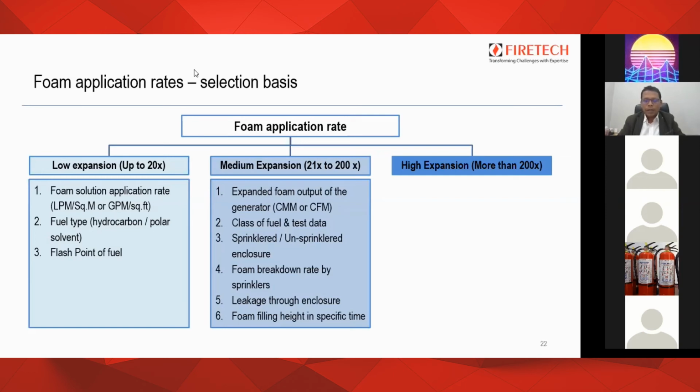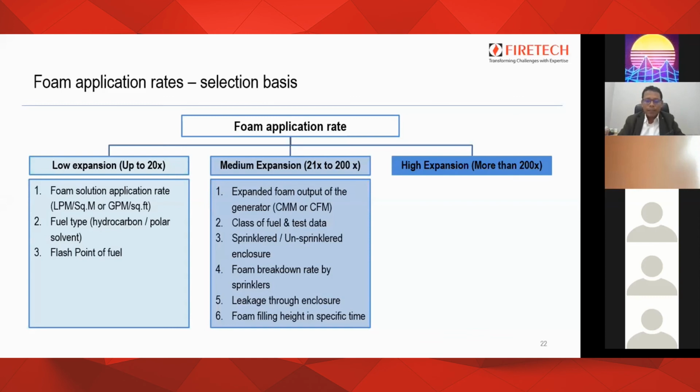Third, whether the enclosure where you're going to put the system is provided with sprinklers or not, because the operation time of the foam system depends on that. The fourth most important point is the foam breakdown rate by sprinklers. Most of the times this data is not readily available in the NFPA standard. So this is done only by the manufacturer or based on the repeated tests carried out, what would be the foam breakdown rate, because this is a part which goes into the calculation of finding the foam application rate.